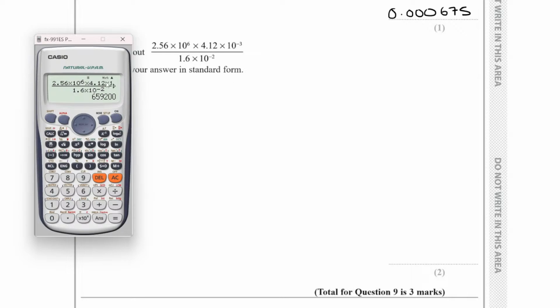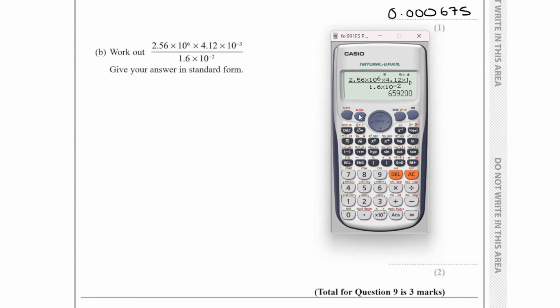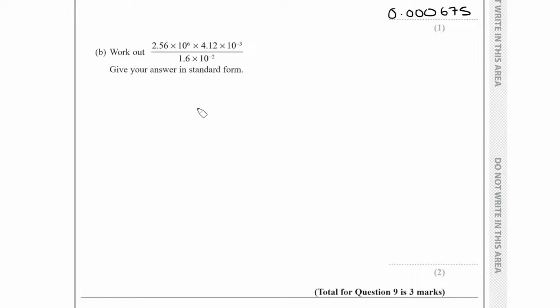Okay, this is the thing. A lot of the time with the calculator ones, if they get you to do an actual standard form calculation, they might give you the answer as an ordinary number, and you can see here it says give your answer in standard form. So all you then need to do is convert it. So we've got 659,200. So I'll write that down.